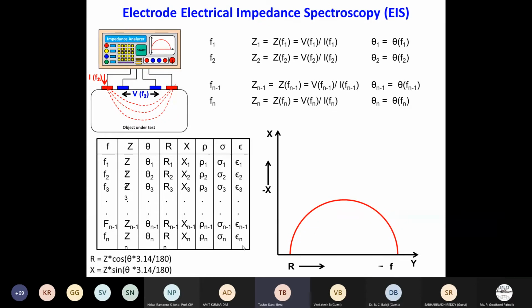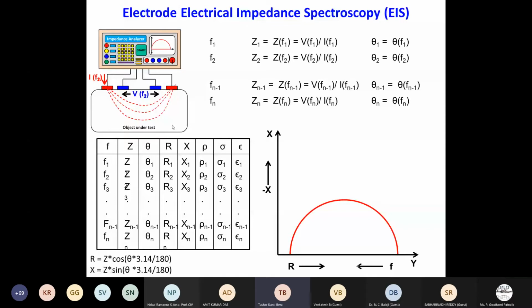There may be several semicircular arcs depending on the material property, and with the established theories and equations and the principle of EIS, we can get the equivalent electrical circuit of this material. If that is a concrete structure or brick wall, we can also represent that brick wall with a particular electrical circuit, and utilizing that we can analyze the performance or quality of the wall.